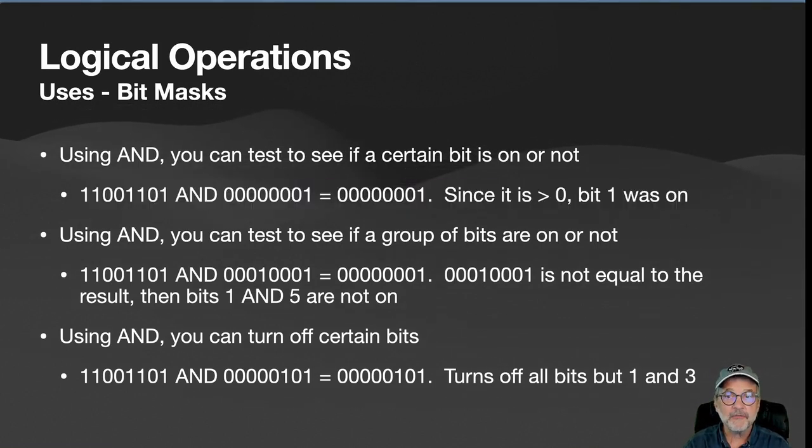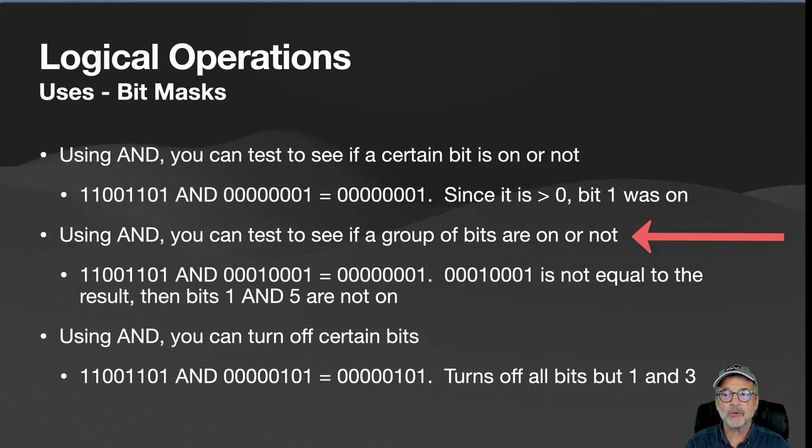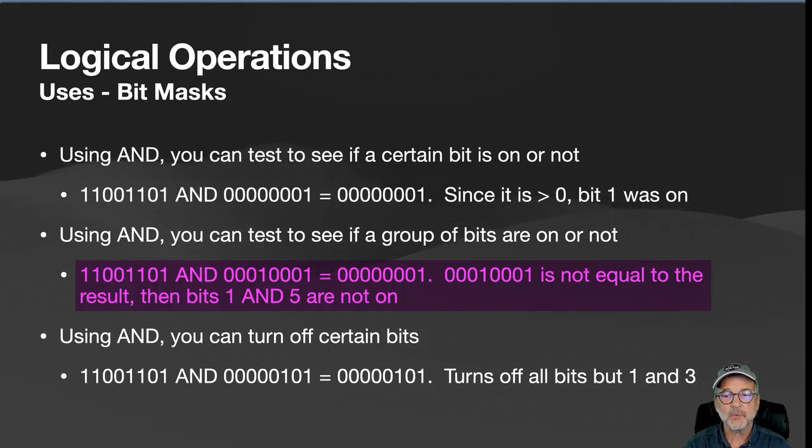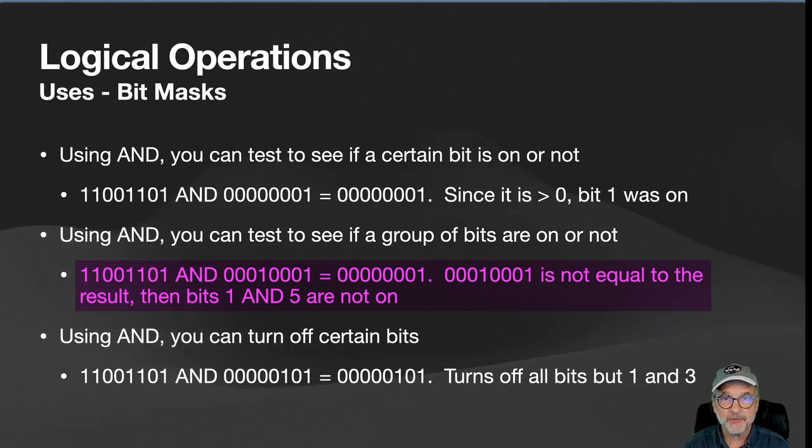All the zeros turn off all the other bits from the leftmost number, so we can use AND to do that. You can also use AND to test to see if a group of bits are on or not. So if we have 11001101 and I want to see if the first and the fifth bit are turned on, if I AND those two together, the result is 00000001. That's not equal to 00010001, so 1 and 5 are not both turned on.